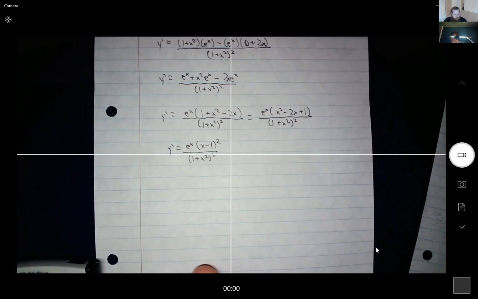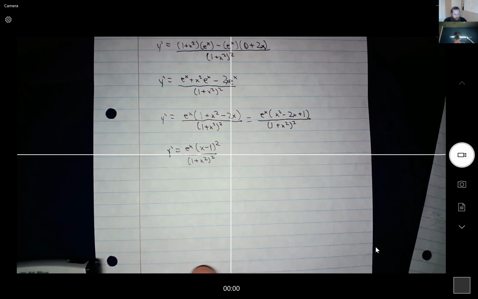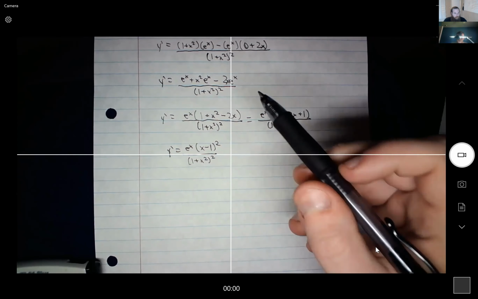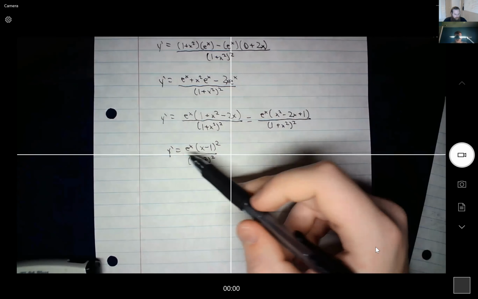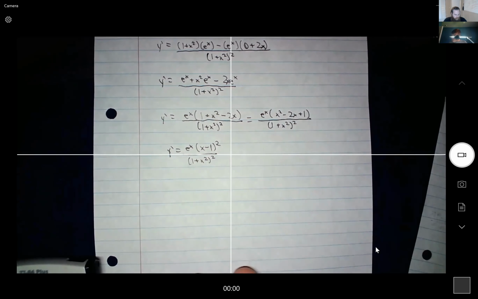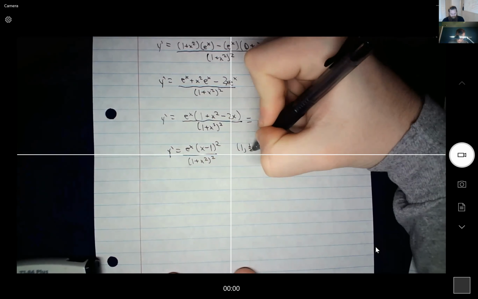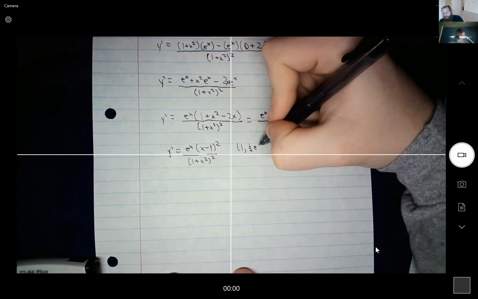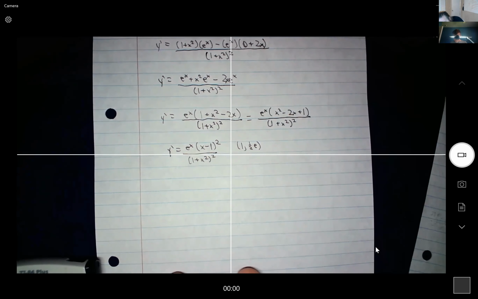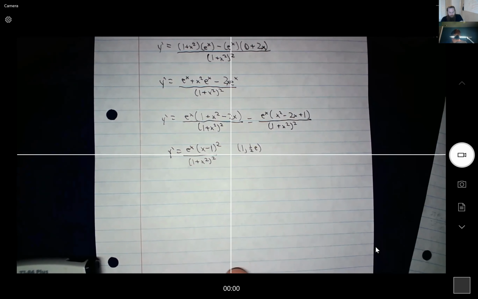Does anyone have any questions so far? So this is our slope function. This is how we're going to find the slope. So we're trying to find the slope at 1, or 1/2 e. So we just plug in those values. You just plug in that 1.